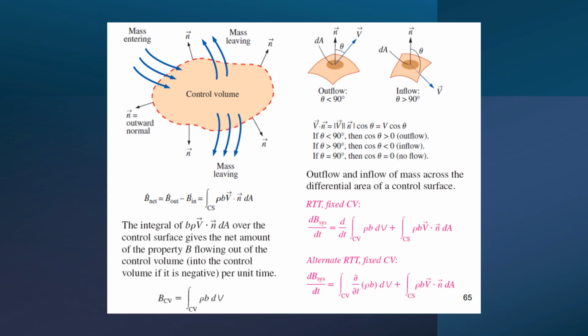From the diagram given, we can see a control volume with mass leaving and mass entering, and its equation is given. The integral of b rho V dot n dA over the control surface gives the net amount of the property B flowing out of the control volume, which is into the control volume if it is negative, per unit time. The outflow and inflow of mass across the differential area of a control surface, and its equation is as given below.